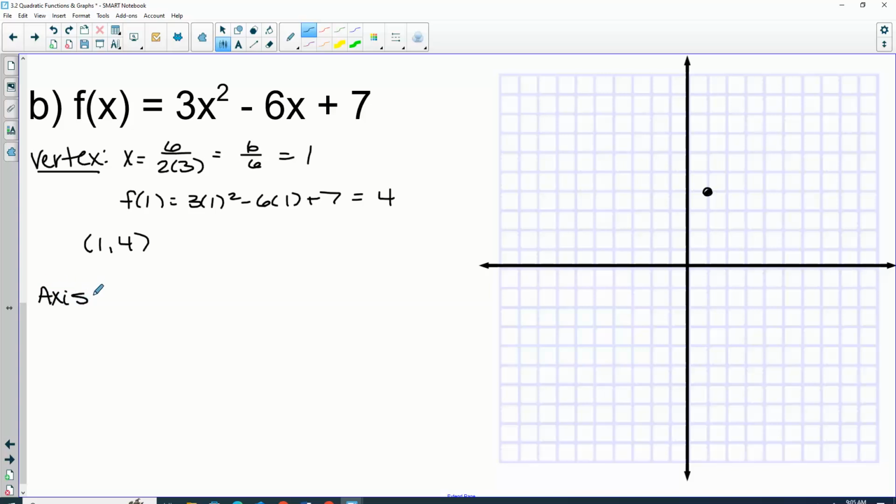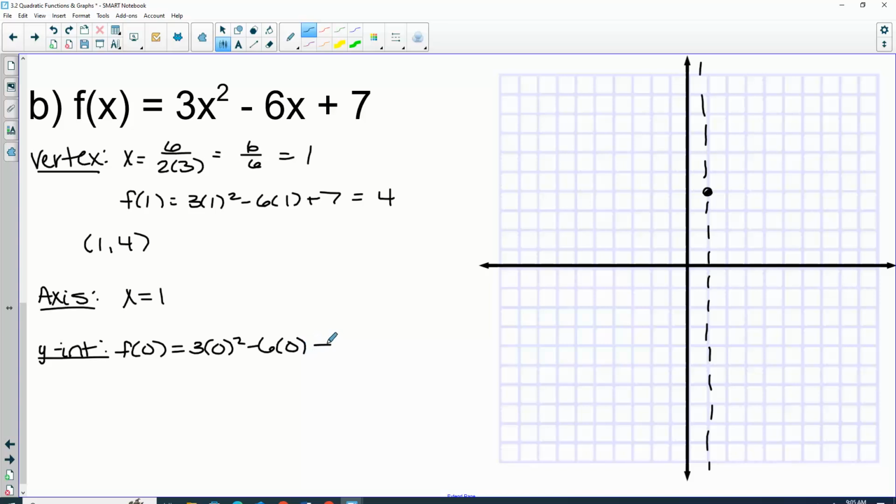Axis of symmetry, that's a line, so you have to write an equation of a line. It's a vertical line going through the vertex, so x equals the x value of the vertex, which is 1. Let me draw that as a dashed line. And then y-intercept, you put in 0 for all of your x's. We get out 7. So I hit the y-axis at 7.